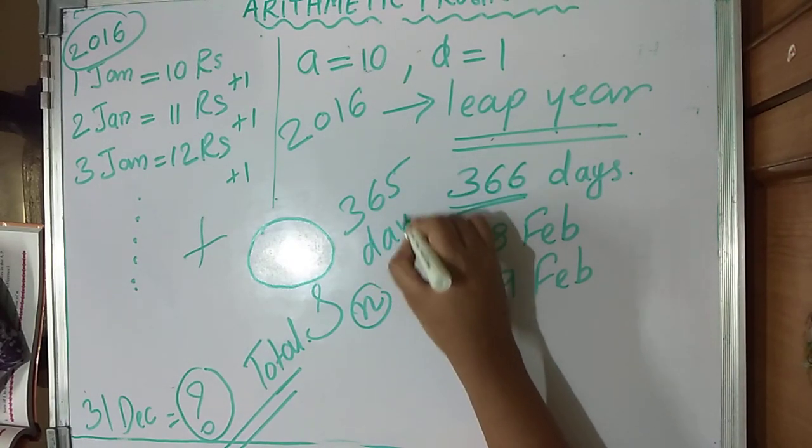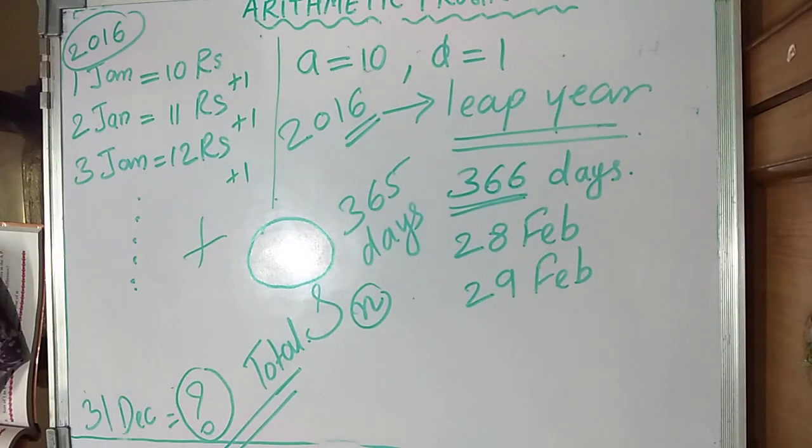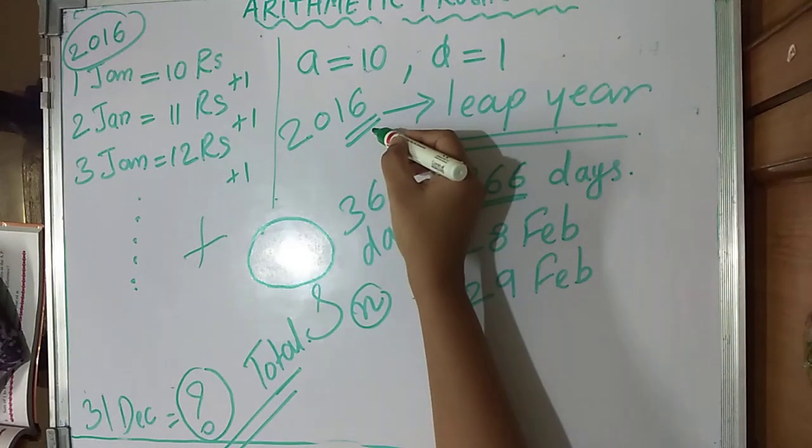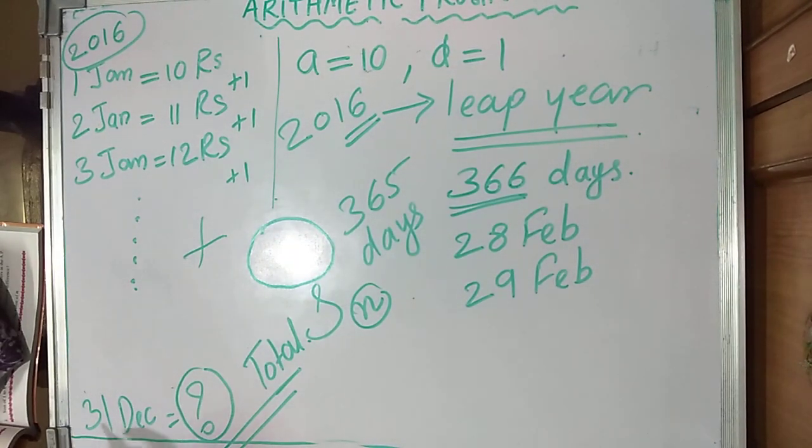How to identify a leap year? Always remember children, for a leap year the last two digits should be a multiple of 4, because the leap year comes after every 4 years. So 16 is a multiple of 4. 16 goes in the table of 4. So 2016 will be a leap year.